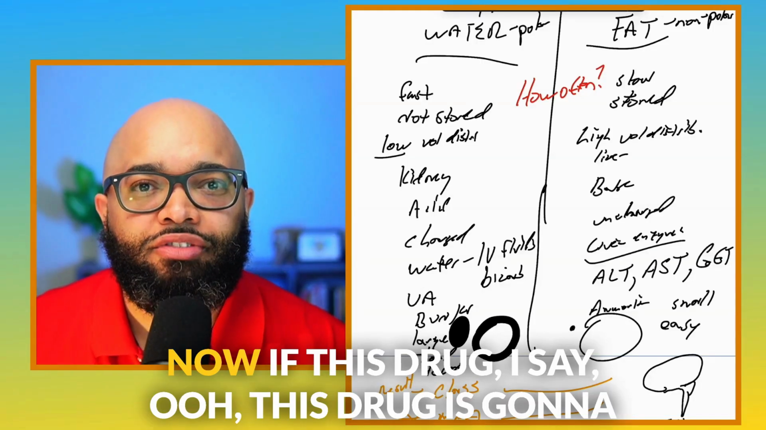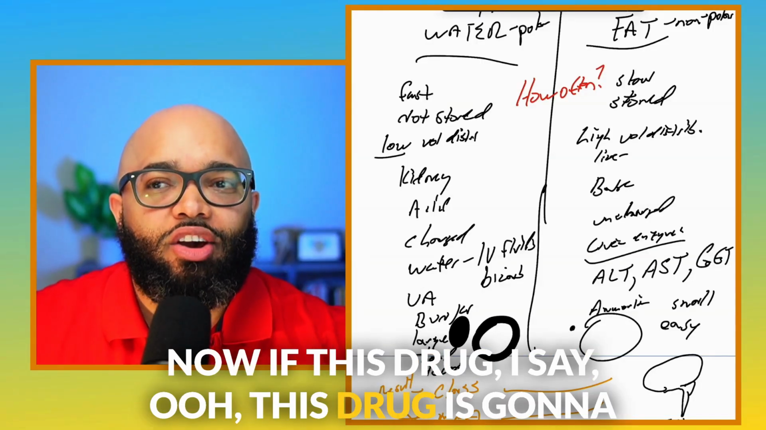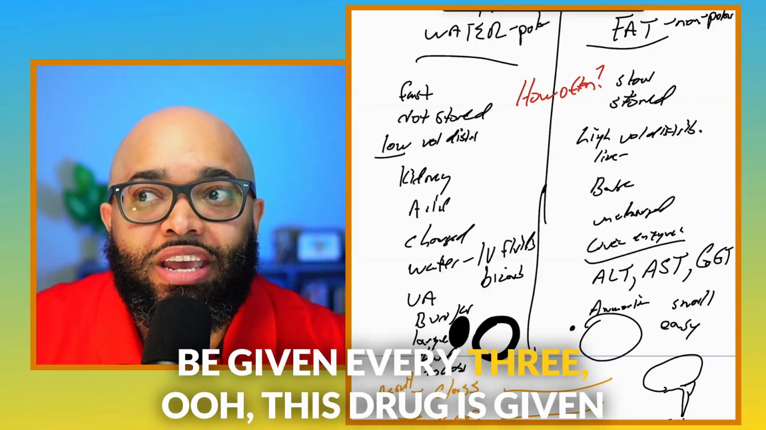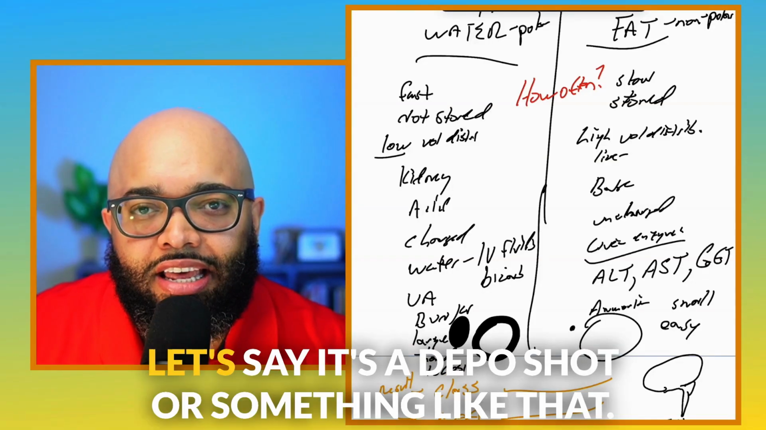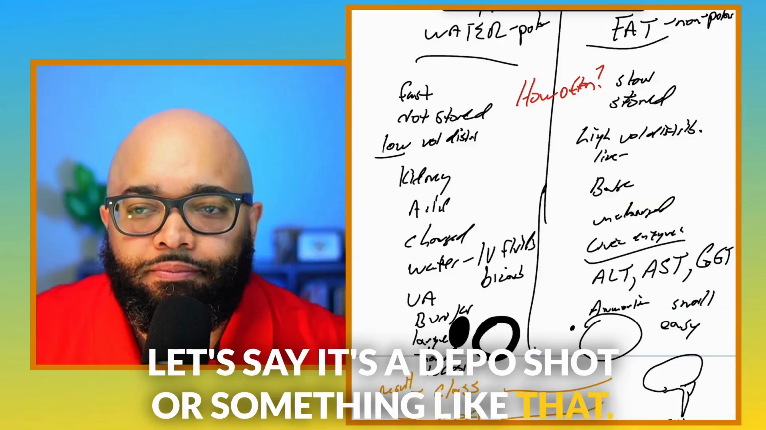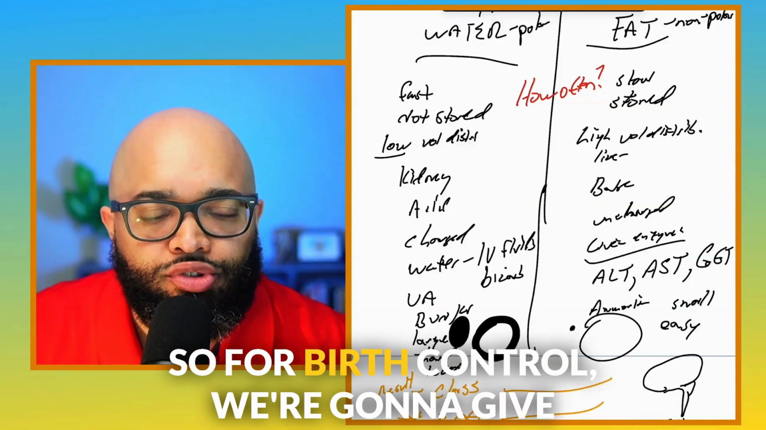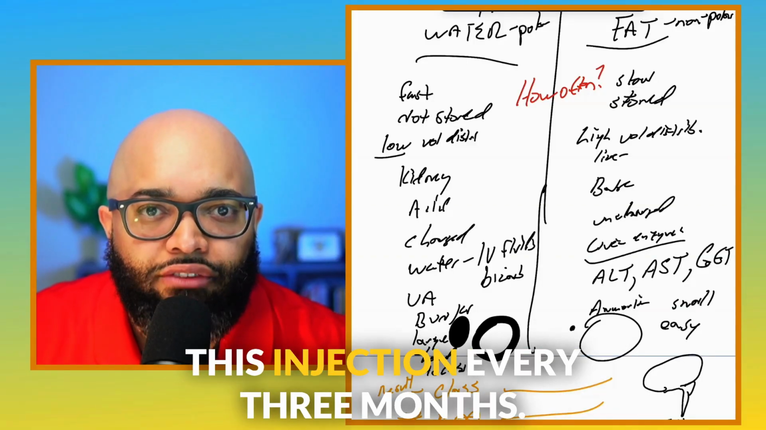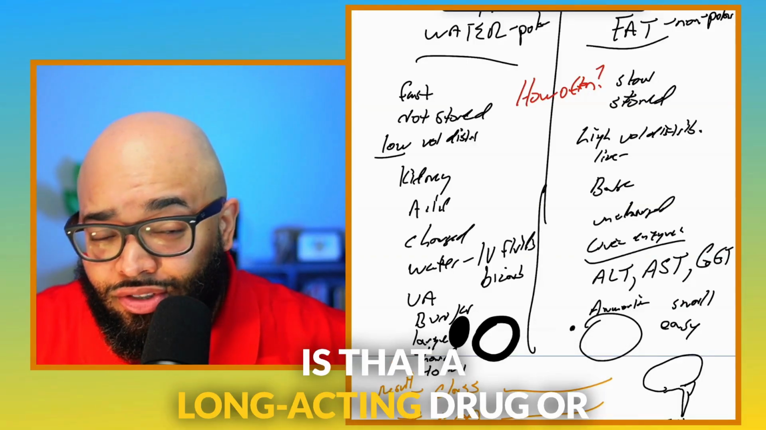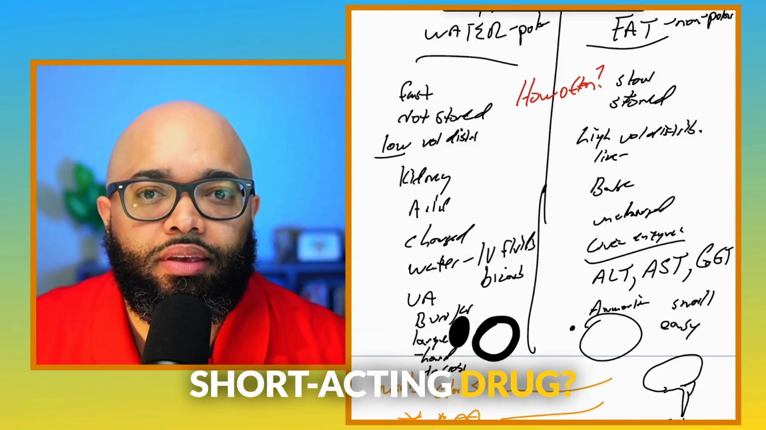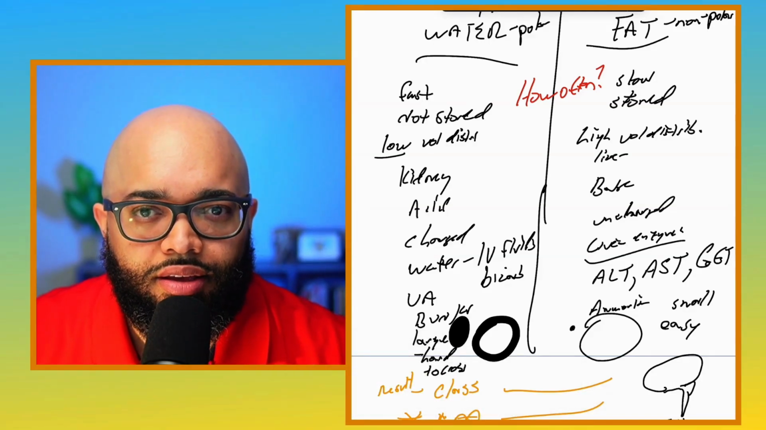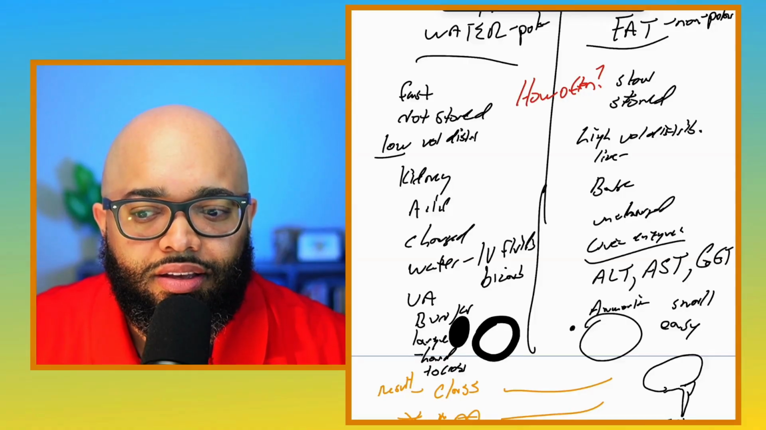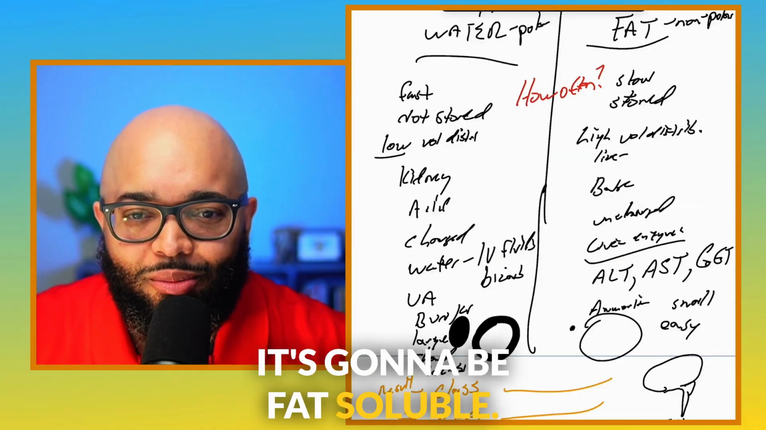Now, if this drug is given every 3 months, let's say it's a depot shot or something like that. For birth control, we're going to give this injection every 3 months. Is that a long acting drug or a short acting drug? It's what? Okay, it's going to be fat soluble.